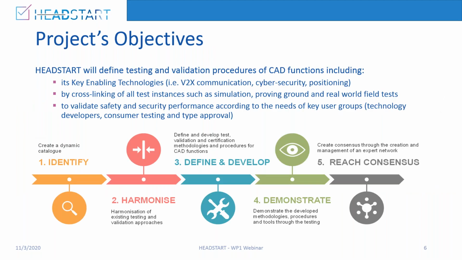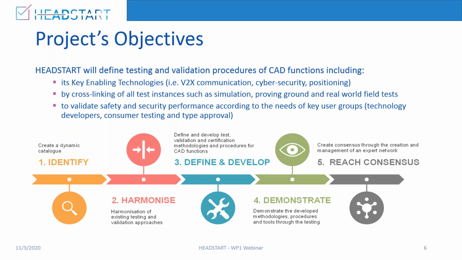So that's the project objective. The goal of HEADSTART is to define testing and validation procedures and methodology for connected and automated driving functions for level 3+, with a focus on 3 key enabling technologies, which are positioning, V2X communication, and cybersecurity. And we want to apply our methodology to different test instances, such as simulation, proving ground, open road testing, or FOT. And we also try to focus on 3 different types of user group that will use this validation methodology. So these are the OEMs, technology developers, or tier 1s. There's also the side on consumer testing, which is taking into account the view of the final consumer for the car. And finally, the homologation with type approval made by public authorities.